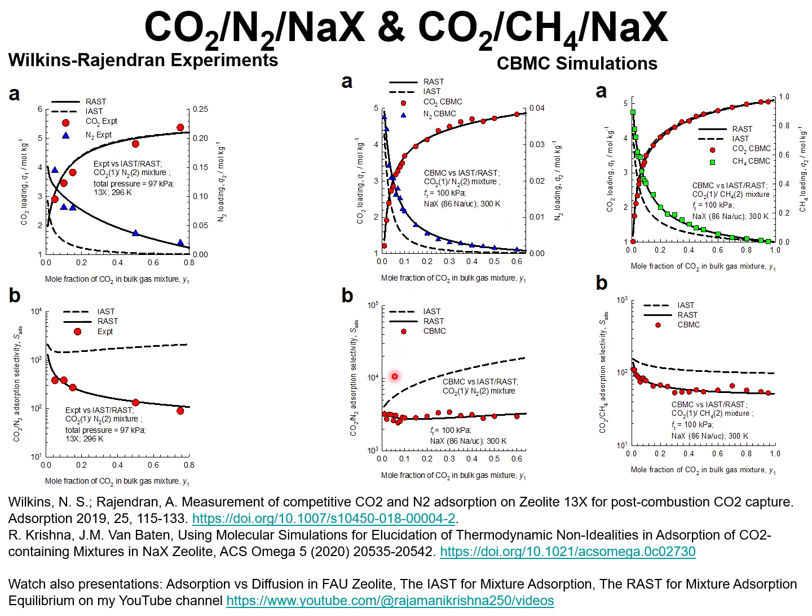The experimental data and the CBMC simulation data are presented here, and the CBMC data are compared with the calculations of the IAST. As is the case with the Wilkins-Rajendran data, the CBMC simulations also show that the IAST severely overpredicts the adsorption selectivity of CO2 with respect to nitrogen, and we need to introduce activity coefficients in the RAST formulation to capture quantitatively the CBMC data on component loadings and selectivities.